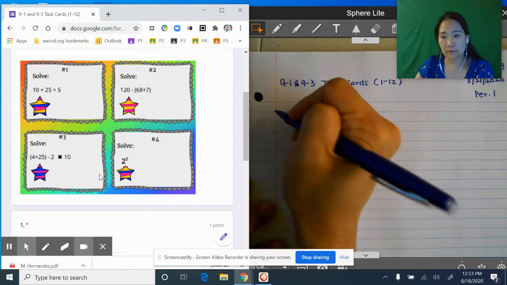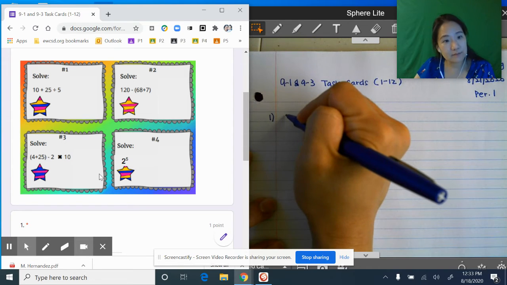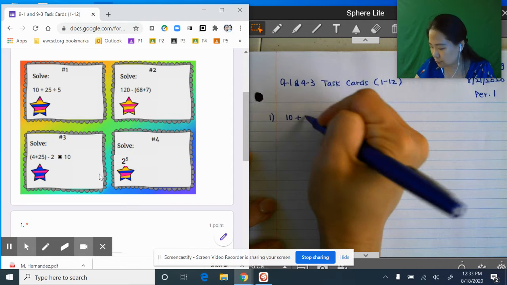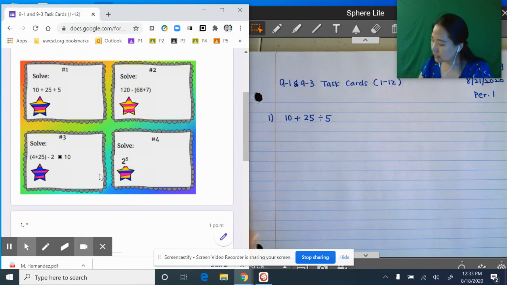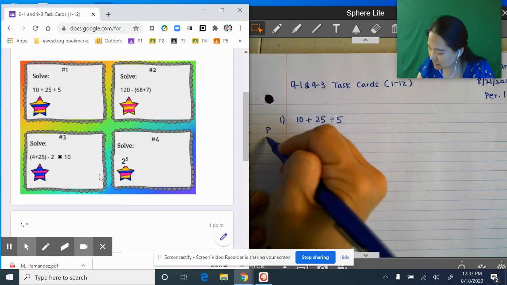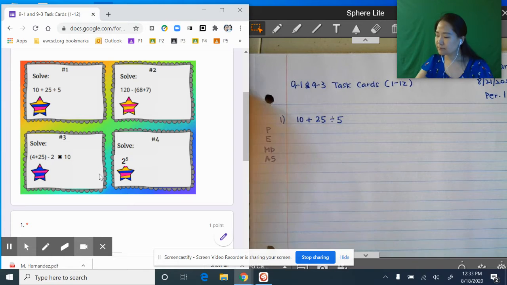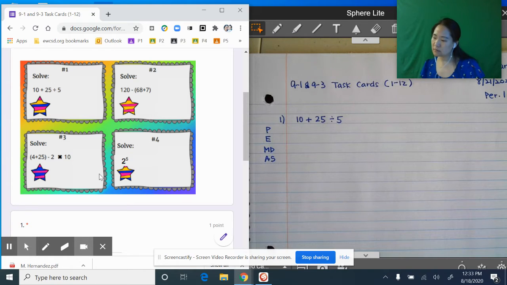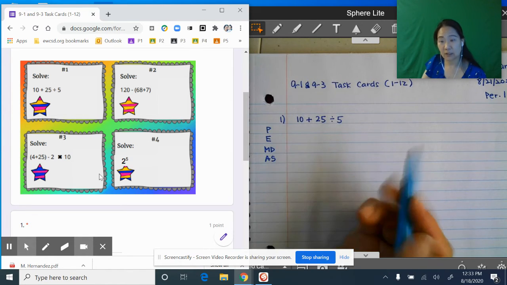So here we go. Number 1, I'm going to copy down the problem. 10 plus 25 divided by 5. On the left-hand side, I want to write PEMDAS to remember my order of operations. Okay, so when you take a look at this problem, you can see that I have addition and division. So addition's right here and division's on top, so that means I'm going to divide first.